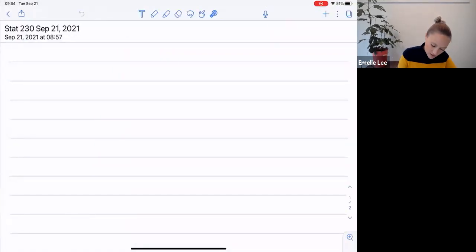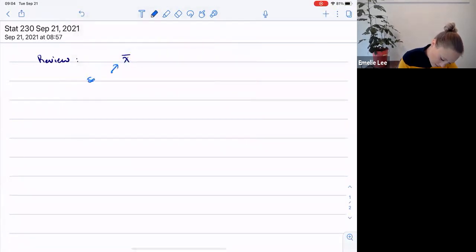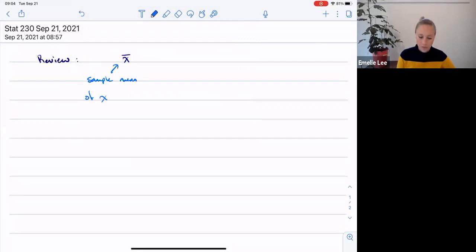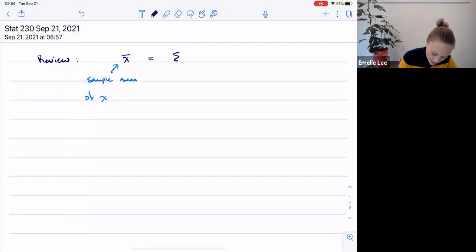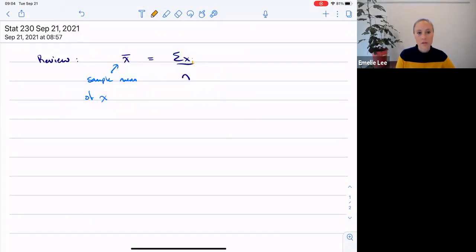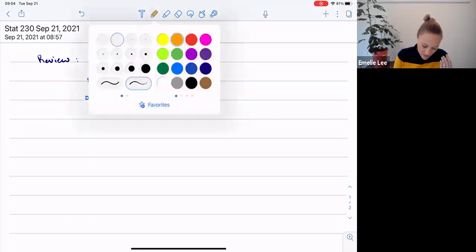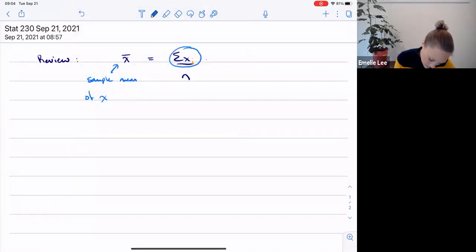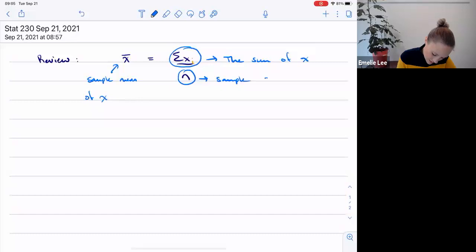Just as a little bit of review, X bar, which is the sample mean of X, which is just a placeholder for any variable, is the sum of the X's divided by N. And sometimes we'll even put a little subscript i here. I'll do it in orange just to show that it's optional, but it's really just saying add up all your X's. So the sum of X, all your X's, and then N is, of course, the sample size.